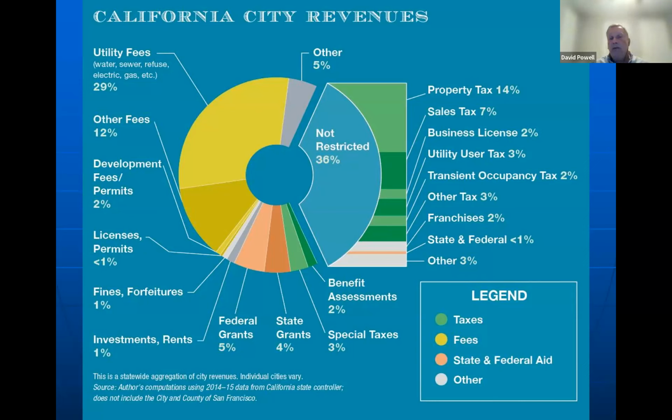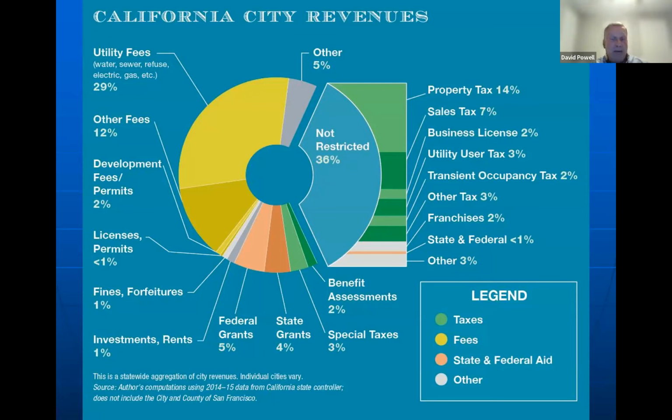Again, prior to Proposition 13, that number would have been inverted. It would have been about 41% of revenue coming from property taxes, but because of limitations from Prop 13, that number now is 14%. So, 14% coming from property taxes, 7% from local option sales taxes, 2% from business licenses, 3% from the utility user tax.